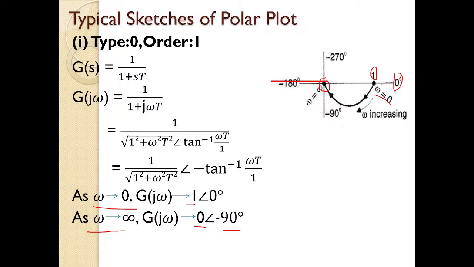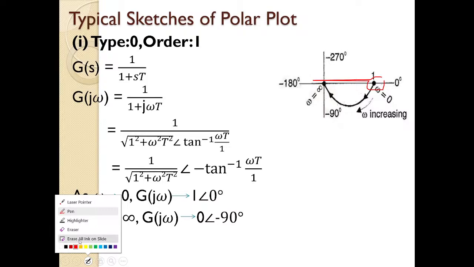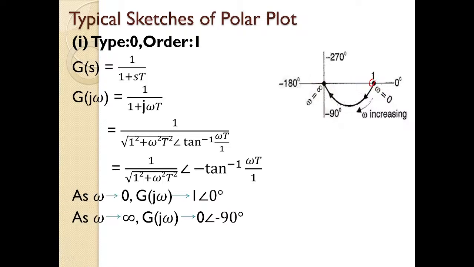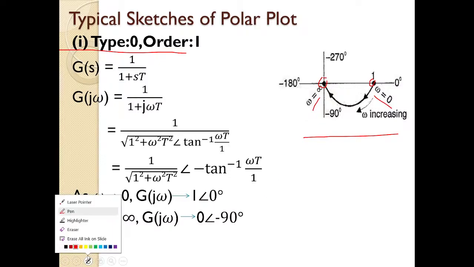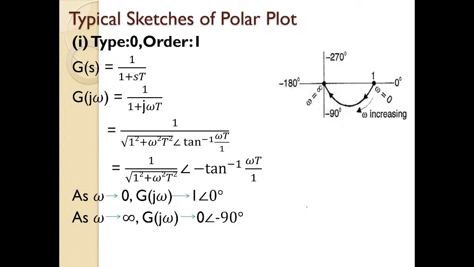As I have already told you, the polar plot will end at the origin. So polar plot will start here and polar plot will end here. So this is the polar plot for a type 0 and order 1 system, where omega is varying from omega equal to 0 to omega equal to infinity. This is one of the typical sketches.